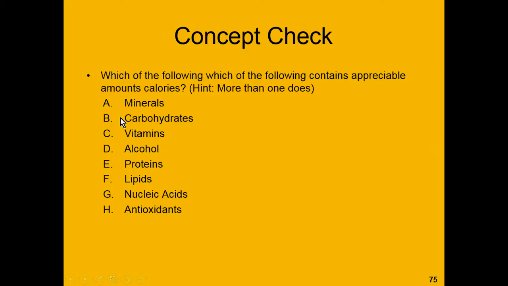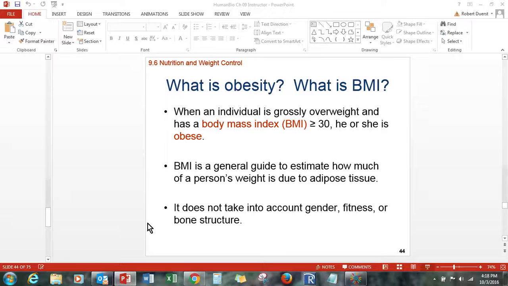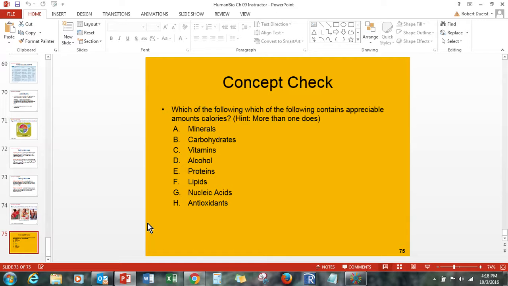Okie dokie. Carbohydrates, alcohol, protein, and lipids contain appreciable amounts of calories. Minerals, vitamins, nucleic acids, and antioxidants do not contain appreciable amounts of calories. That's all we have for our presentation on Chapter 9 on the digestive system.